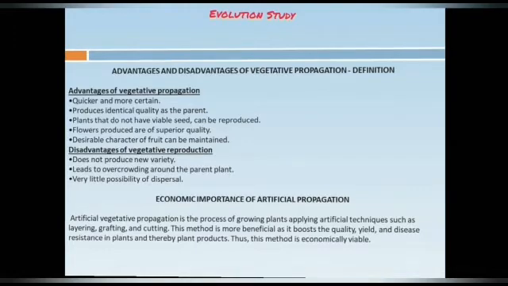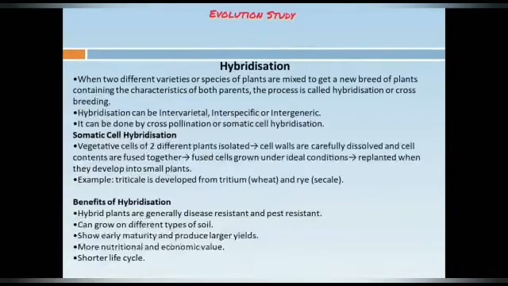Economic importance of the artificial propagation. Artificial vegetative propagation is the process of growing plants applying artificial techniques such as layering, grafting, and cutting. This method is more beneficial as it boosts the quality, yield, and the disease resistance in plants and thereby the plant products. Thus, this method is economically viable.